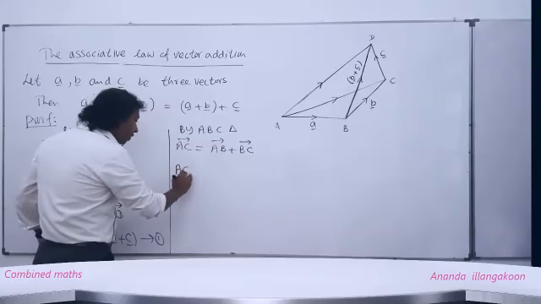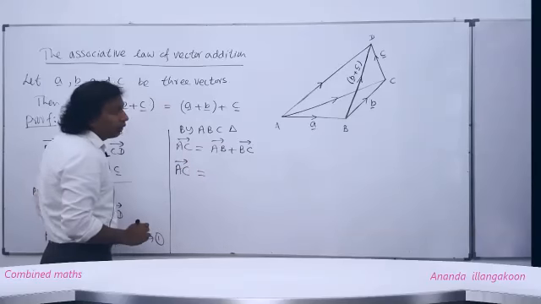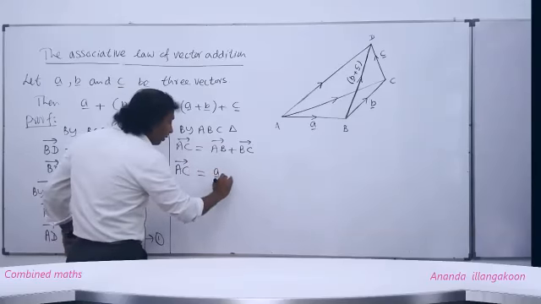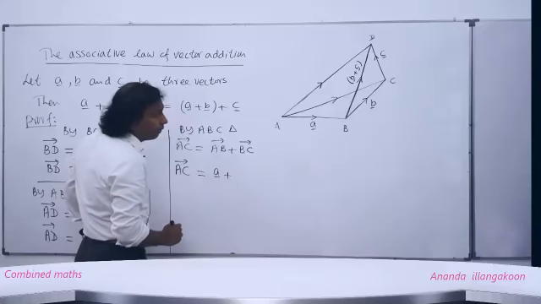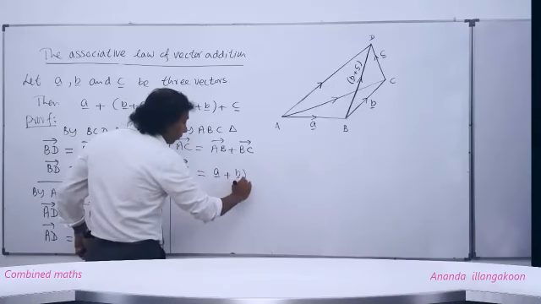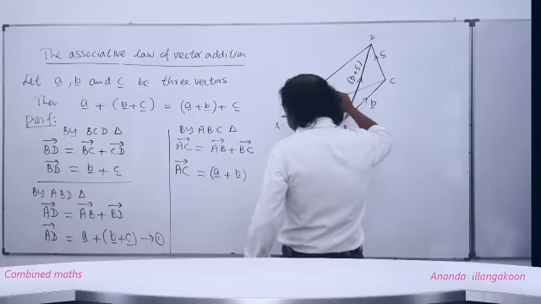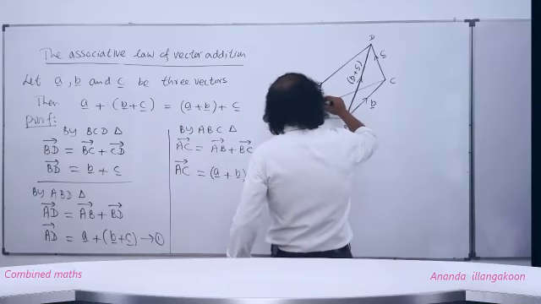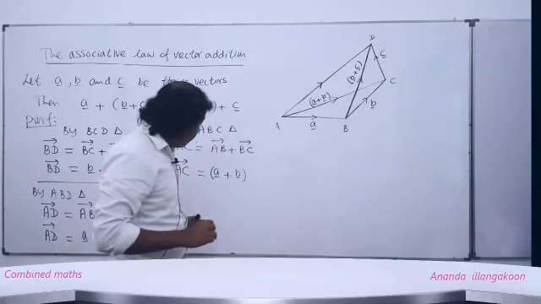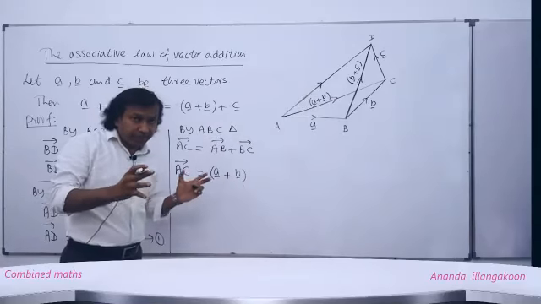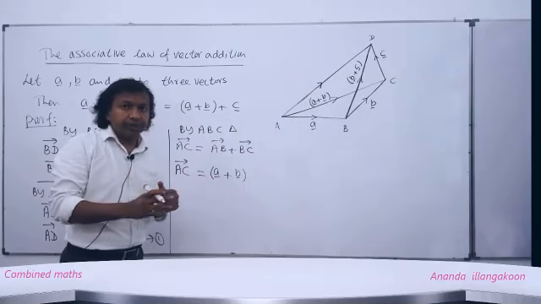AC vector is therefore AB vector, which is simply vector A, people. BC vector is simply vector B. This way we can write, so this is AC vector. Now A plus B. A plus B vector is this. People, here we put this bracket to say that A and B are added together.